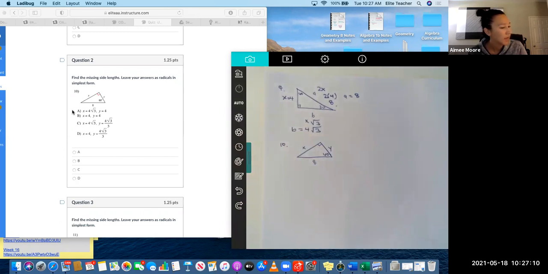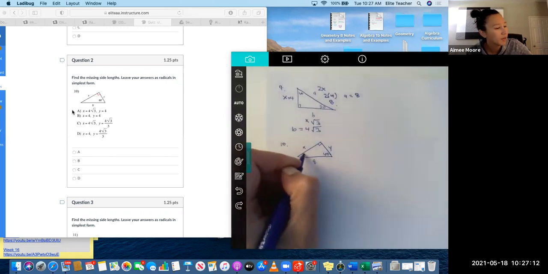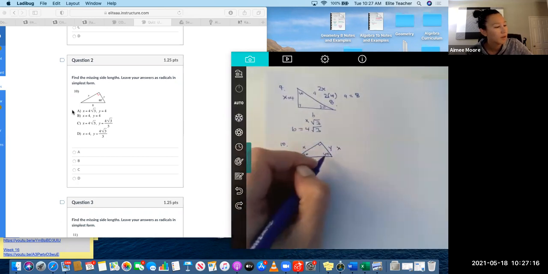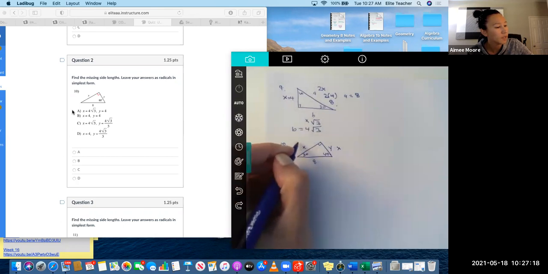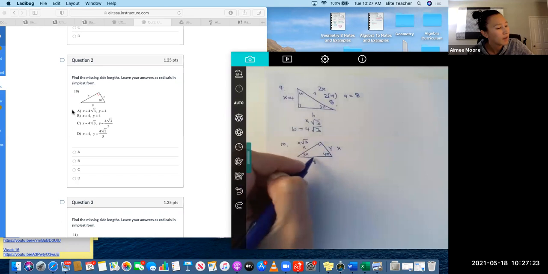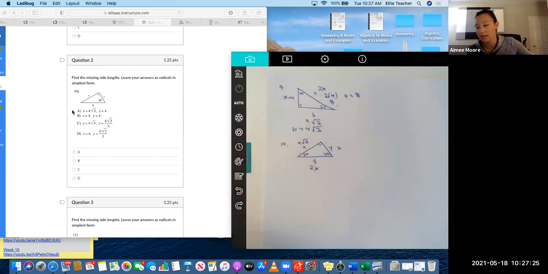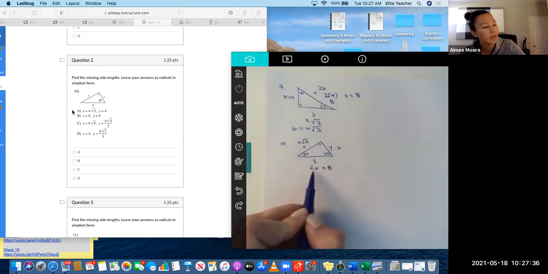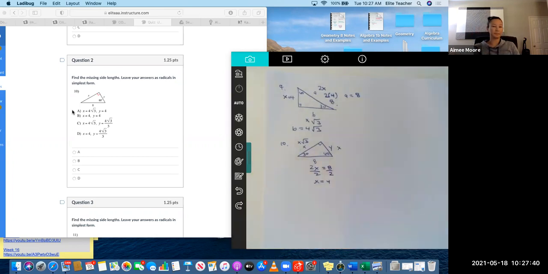So we have the side across from our 30, which is x. The side opposite of our 60-degree angle is x times the square root of 3. And then opposite of the 90-degree angle is 2x. The side that they gave us is the 8, and we know that side is 2x. So 2x equals 8, which means that x is 4 again.